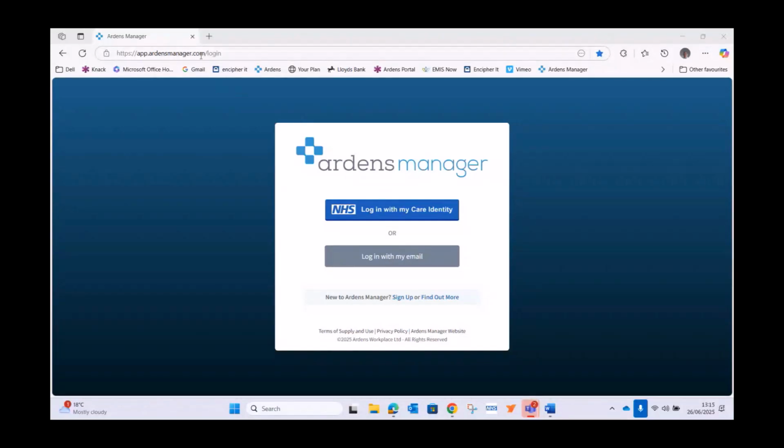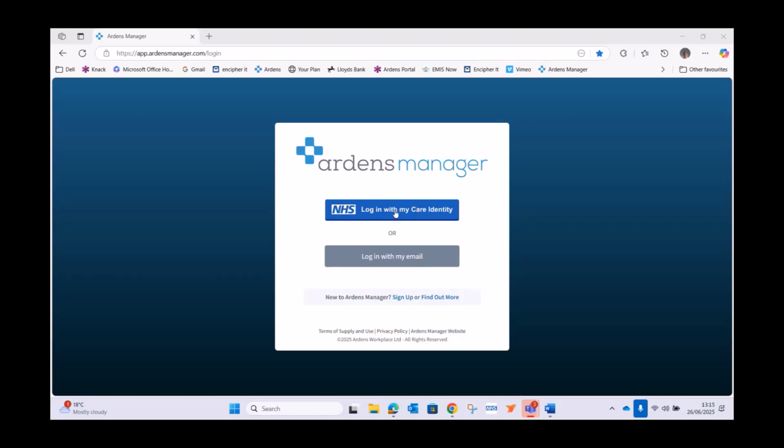Taking you to the Ardens Manager login screen. So most of you obviously are fairly familiar with this, but all you need to do is open up your browser and navigate to app.ardensmanager.com, which takes you to the login screen. Essentially, you've got two ways to log in. We'd always recommend logging in with your smart card when you can, because as Charmaine alluded to earlier, we now have patient level data within the platform. So by logging in with your smart card, you are able to drill down to patient details and then use those details to do whatever you need to do within your clinical system as well.